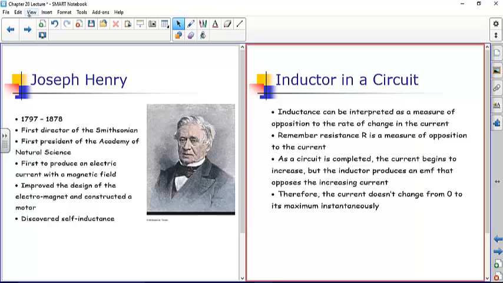So let's look at the inductor in a circuit, just like we looked at the capacitors and resistors in the circuit. The inductance can be interpreted as a measure of the opposition to the rate of change in the current.